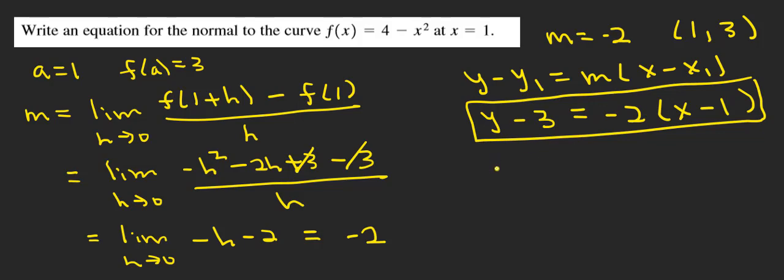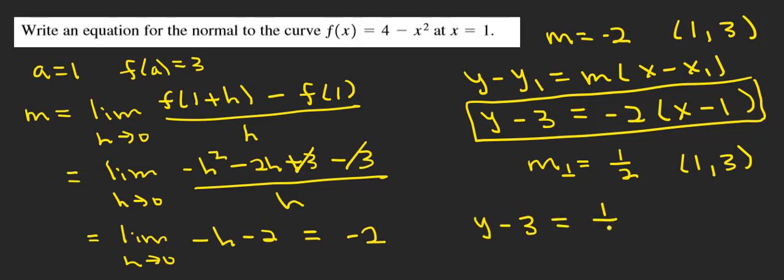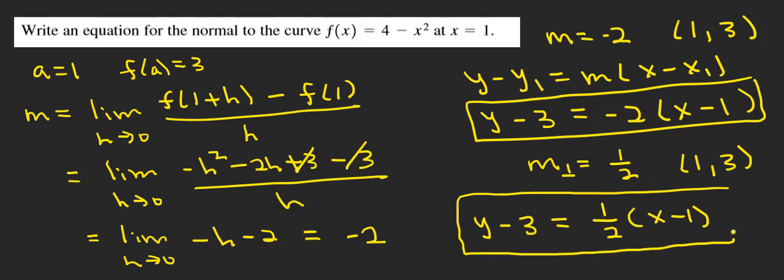But we want to find the equation of the normal line to this function at x equals 1, y equals 3. So the slope of the normal line will be the negative reciprocal, which will be 1 over 2. And it will go through the point (1, 3). So it will be y minus 3 equals 1 over 2 times the quantity x minus 1. So this is an equation of the normal line to this function at x equals 1 and y equals 3.